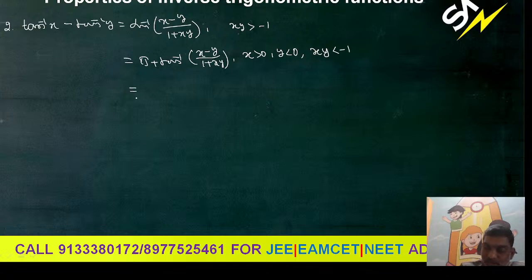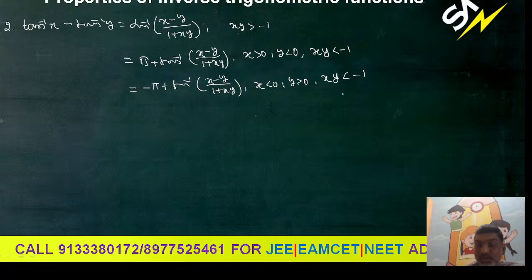Next formula is negative pi plus tan inverse of (x minus y) divided by (1 plus xy). So here x is less than 0, y greater than 0 and xy is less than minus 1. These conditions are the important part. Concentrate on the conditions.